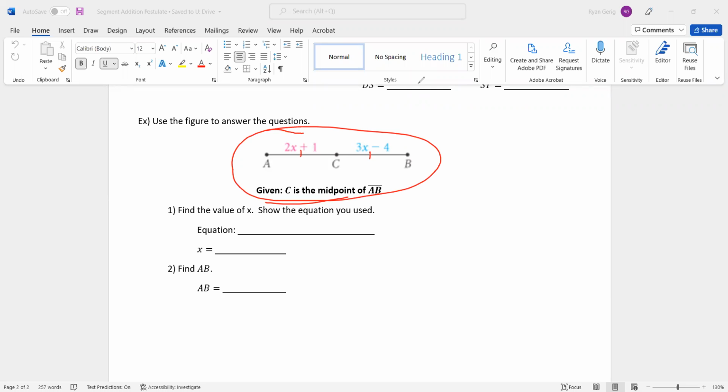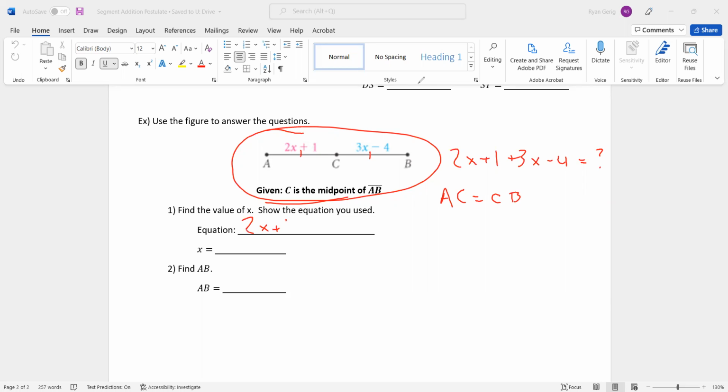Here's what I see a lot of people do. They go, oh, 2x plus 1 plus 3x minus 4, and they write equals, and then they're like, I don't know what this is. There's nothing that it's equal to. I can't do this problem. Well, look at it a little closer. The midpoint of AB means that those two are equal. It means that AC is congruent to or equal to CB. And there's where you get your equation.